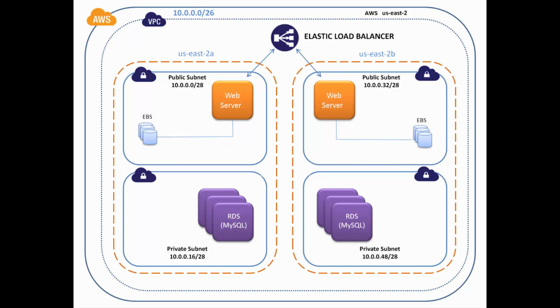We are taking a VPC pool with 64 IP addresses and creating 4 subnets of 16 IPs each, 2 public subnets and 2 private subnets, where one public and one private subnet will be in each of 2A and 2B. The public subnet will be used for EC2 web server, which will be linked to an elastic load balancer, and RDS instance will remain in the private subnet in both availability zones.